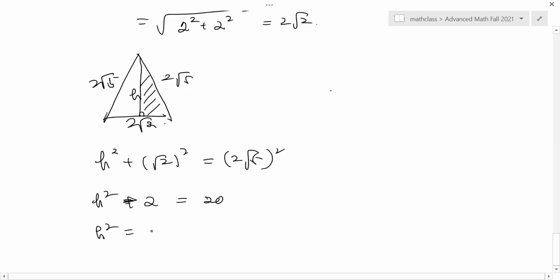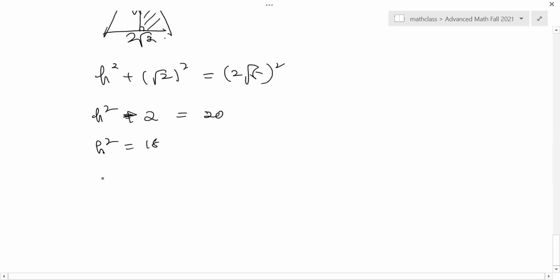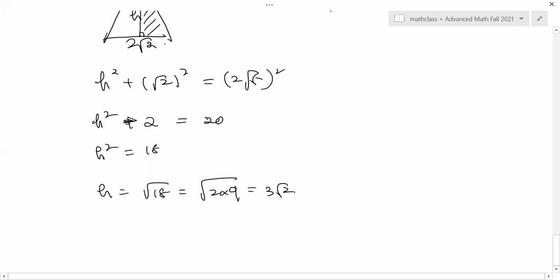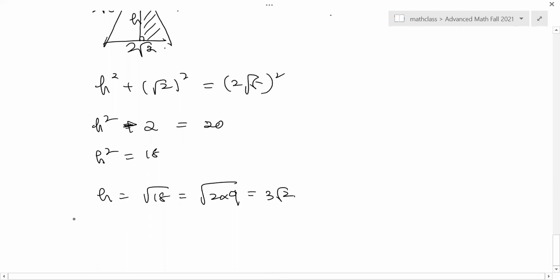So H squared equals 18, and 18 is 2 times 9, right? So the square root of 18 is the square root of 2 times the square root of 9, and the square root of 9 is 3, so it's 3 times root 2. All right, so once you get an edge, then you get a height. Then you have a height, then you find the area. The area is going to be half of the base times the height. Okay, and the answer is going to be 3 times 2, 6. So that's the area.